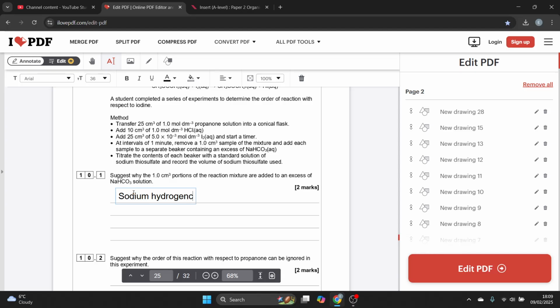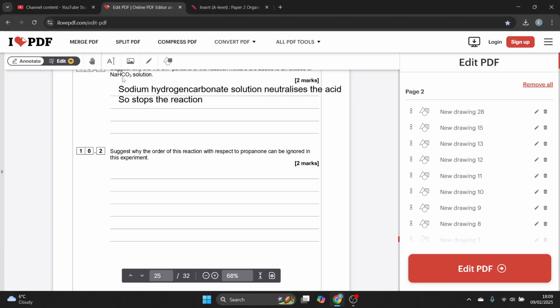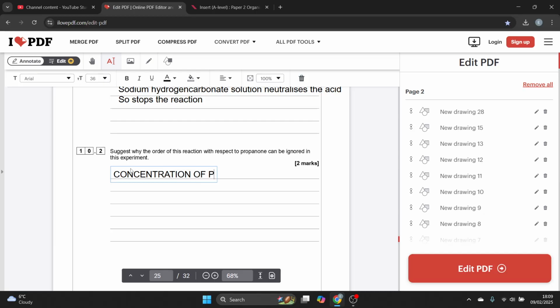Sodium hydrogen carbonate solution neutralizes the acid, so stops the reaction. Suggest whether the order of this reaction with respect to propanone can be ignored in this experiment. The concentration of propanone is much larger than the concentration of iodine.